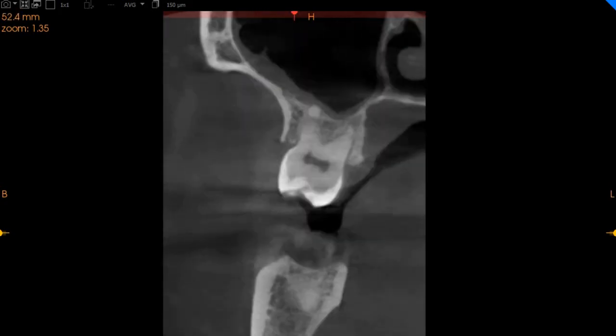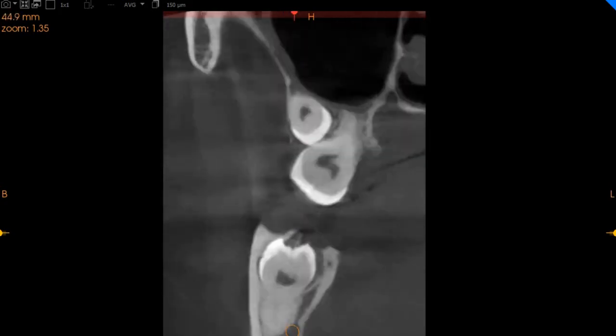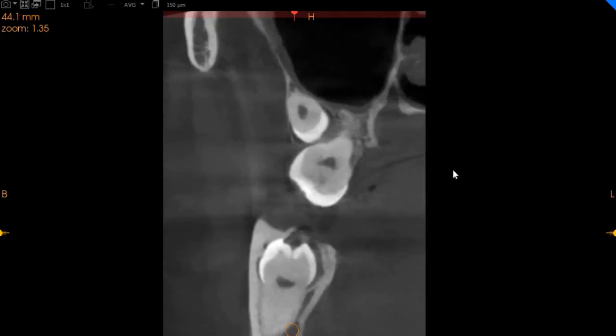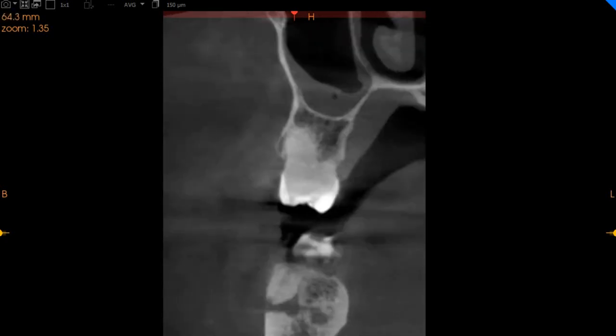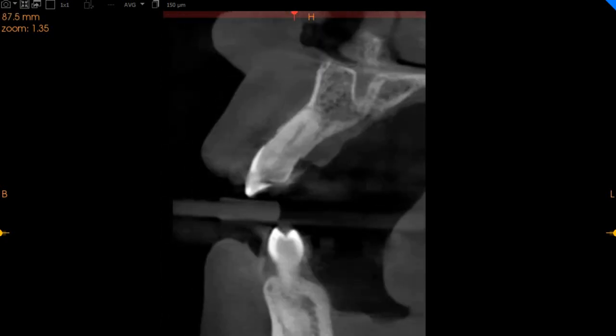In the region of the 5, we've got a ridge width of 11 millimeters and a height of 10 millimeters. This is the upper right 6, the upper right 7. As you can very clearly see, we've got a distomolar, it's a supernumerary tooth, distal to the upper right wisdom tooth. Moving to the upper right 3, that seems fine.